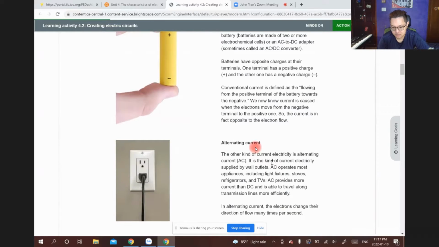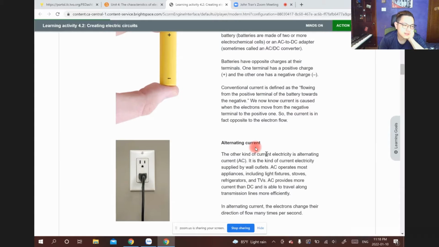Alternating current. The other kind of current electricity is alternating current, AC. It is the kind of current electricity supplied by wall outlets. AC operates most applications, including light fixtures, stoves, refrigerators, TVs. AC provides more current than DC because it goes back and forth. So basically, it flows many times to the object. It provides more current than DC. It's able to travel along the transmission line more efficiently.